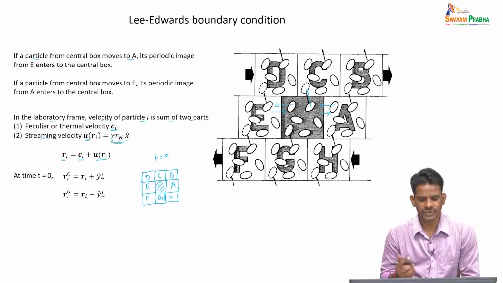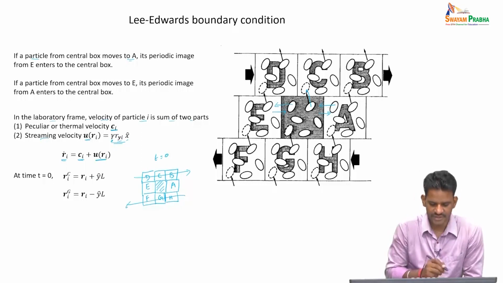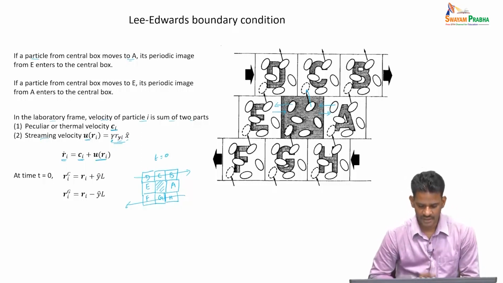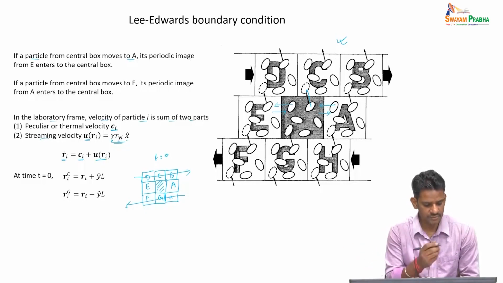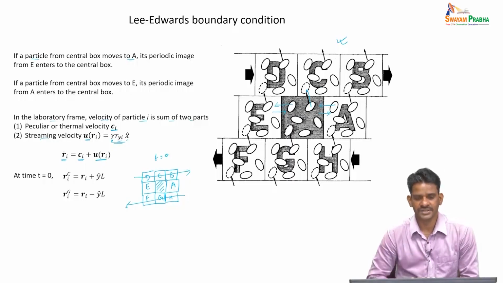But then as time goes on, all these boxes are moving from left to right and all these images are moving from right to left. So, this particular configuration that is shown here is at some time t. So, we would like to see as time progresses how this velocity changes for the particle in the central box as well as the particles in the images.